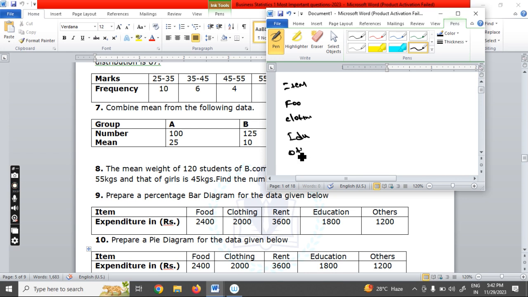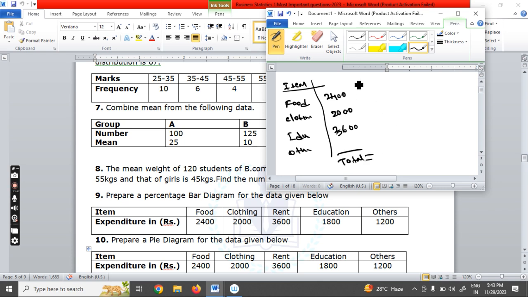Next, others. So you write all the items. Okay, now after writing this, what do we have to do now? Write the values: 2400, 2000, and 3600, and next like this you write. Do the total of all these values. You'll get some total here.